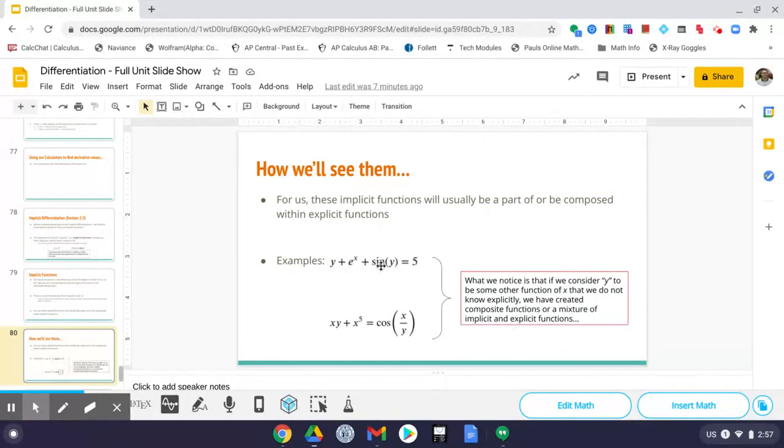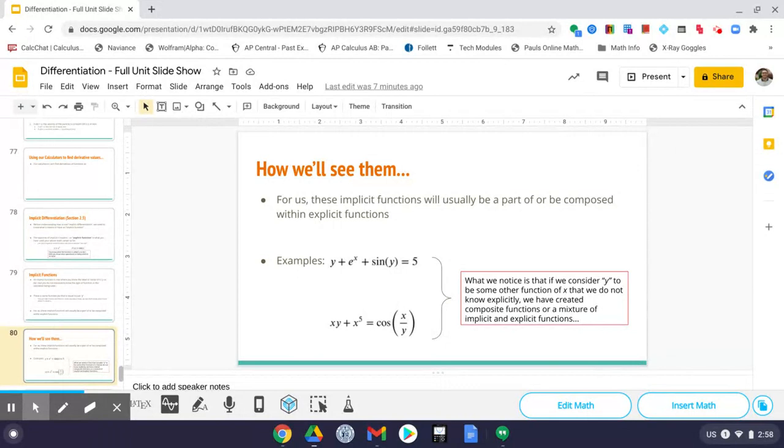And then additionally, now I'm taking the sine of y. Again, I don't know what y is equal to. Is y equal to tangent? Is y equal to x squared? Is y equal to the square root of x? I don't know. I just know that the sine function is being acted upon y. And that whole crazy thing equals 5. All right. And then down here, this is just another version, right? So these are just two examples of implicitly defined functions and an implicitly defined equation.